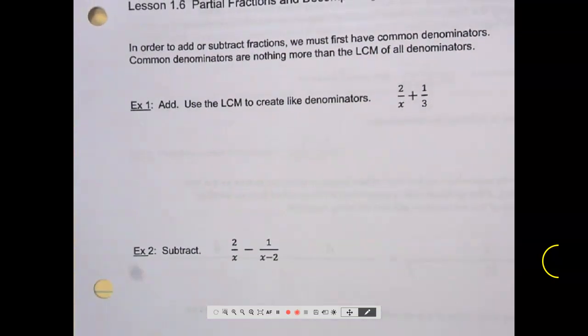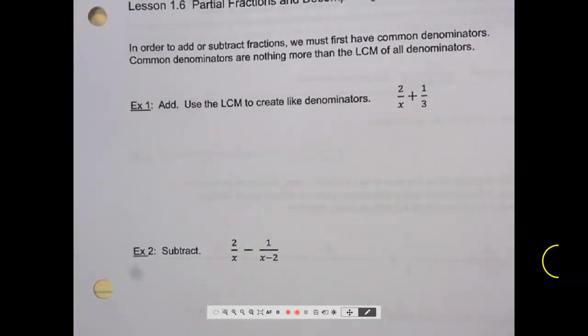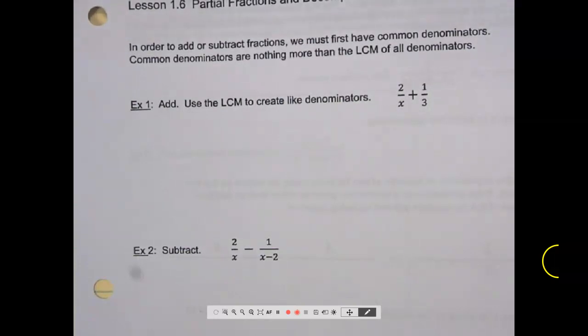So if I were going to add these two fractions, 2 over x plus 1 over 3, I would have to have common denominators. Well, a common denominator is nothing more than what we used yesterday, a least common multiple. So look at your denominators. What would the denominator need to be in this problem? 3x. Okay, notice these are not equations.